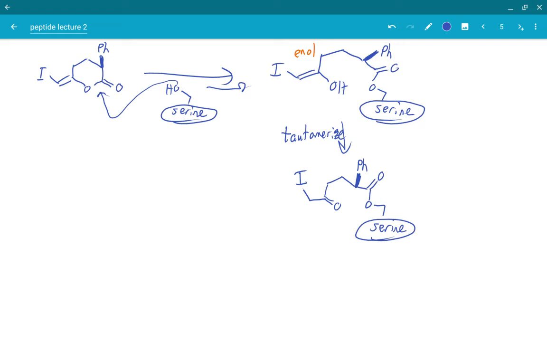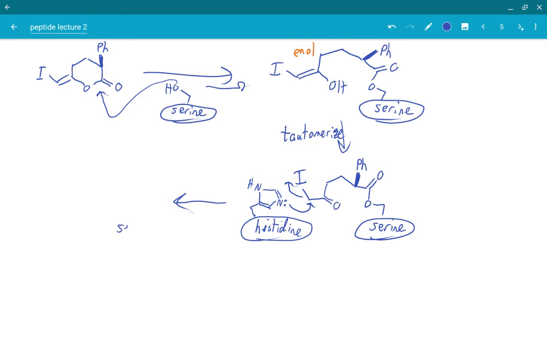And my serine is tied up. I can't alkylate the serine, but I do have a neighboring histidine, right, which looks like this. And so the histidine nitrogen is now going to do my SN2. And so then I get something that's sort of doubly stuck to the enzyme.